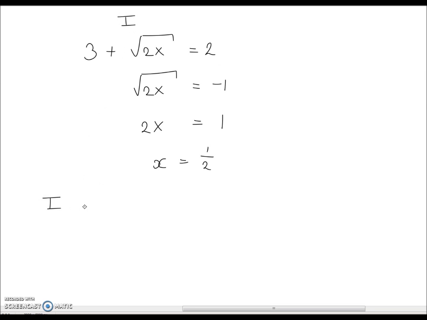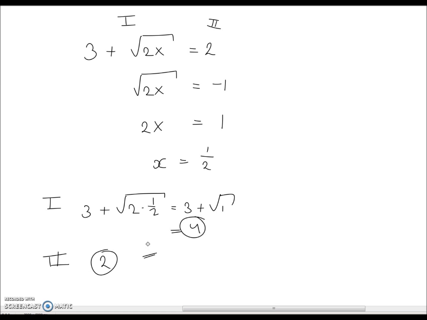The left hand side becomes 3 plus the square root of 2 times a half, which is equal to 3 plus the square root of 1. Square root of 1 is just simply 1, so this is equal to 4. The other hand is, regardless of whatever x we substitute, just 2. We can see that this and this is not the same, so our answer is not valid.